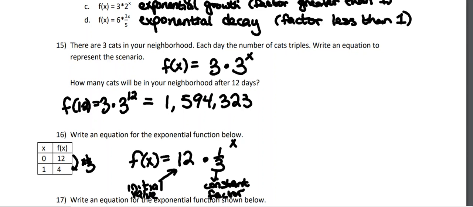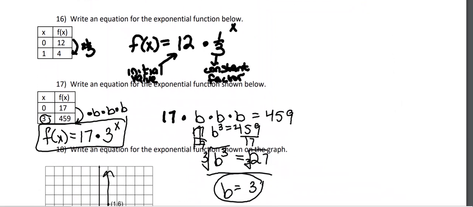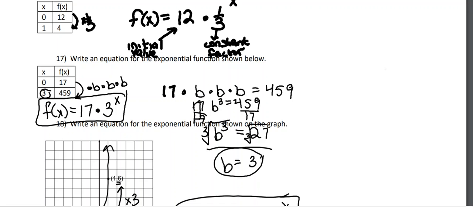So we're not thinking of we subtracted 8, we're not thinking of we divided by 3, we're thinking of what did we multiply by. Well, dividing by 3 is like multiplying by 1/3. 1/3 of 12 is 4. So our function is f of x equals 12 multiplied by 1/3 to the x power. Write an equation for the next exponential.